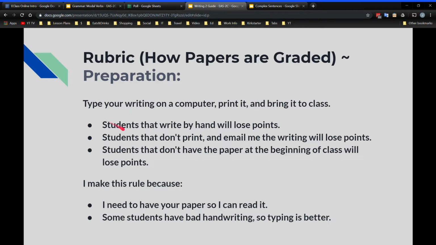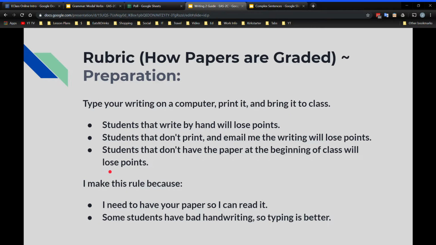Also, just remember that students that write by hand, that don't type and print their writing, will lose points, and students that email me the writing will also lose points. And students that don't have the paper at the beginning of the class will lose points, right? It's homework, so you need to bring it to class and be ready. So just remember, don't wait until 5 minutes before class to go find a printer and print it. Print it the night before, and that way you don't have a problem.